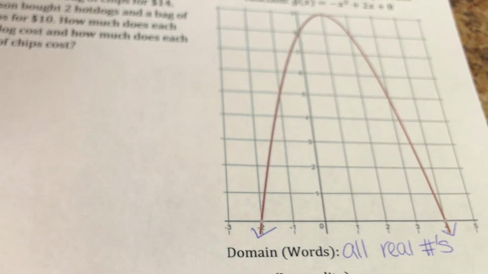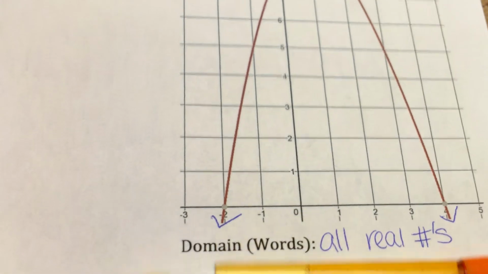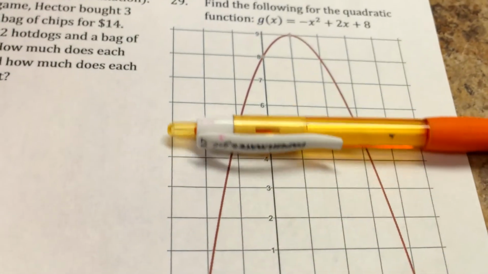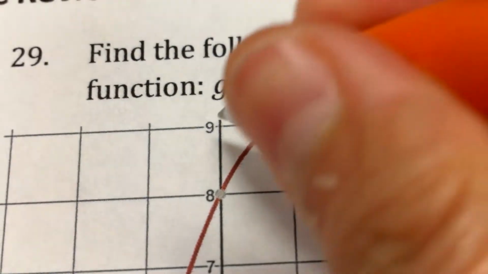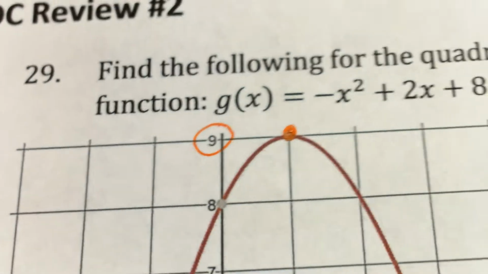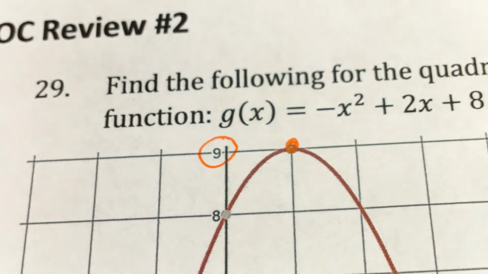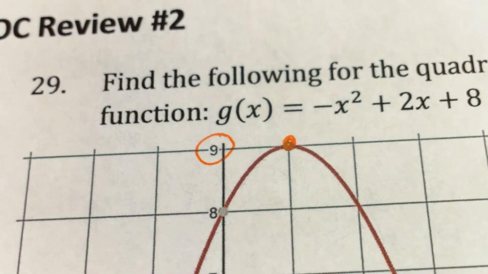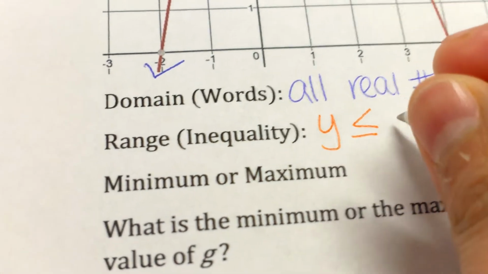Your range in this one, remember, ranges from bottom to top. So here it keeps going forever below to all the negatives. So it's from here all the way to the highest point, which in this case is 9. That's my highest point. So my range is all real numbers less than or equal to, because it's solid, 9. The way I would write it as an inequality would be y is less than or equal to 9.